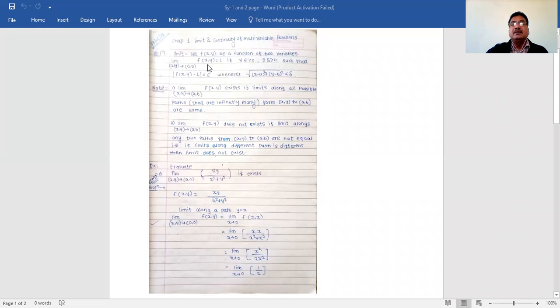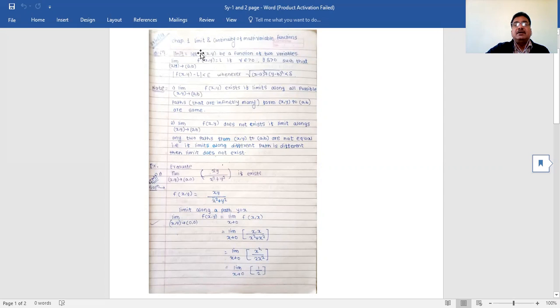Then we say the limit of f(x,y) as (x,y) tends to (a,b) is L if for every epsilon greater than 0 there exists delta greater than 0 such that |f(x,y) - L| is less than epsilon whenever root of (x-a)^2 + (y-b)^2 is less than delta. So this is the definition of the limit of a two variable function.